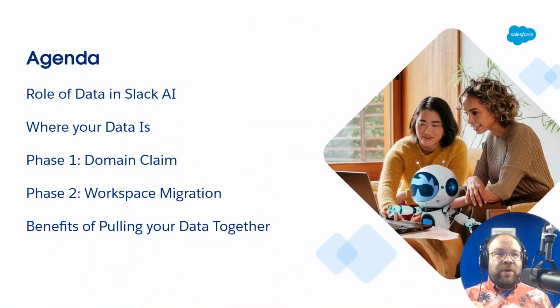Let me take you through our agenda. First, we're going to talk about the role of data in Slack AI and why it's important, what exactly we consider data, where your data is, and how to find it. We'll take you through 2 phases: phase 1, finding the data through domain claiming, and phase 2, the workspace migration, where we pull it all together. Finally, we'll wrap up and show you the benefits of why doing all this hard work of finding and putting all this data together is worthwhile.